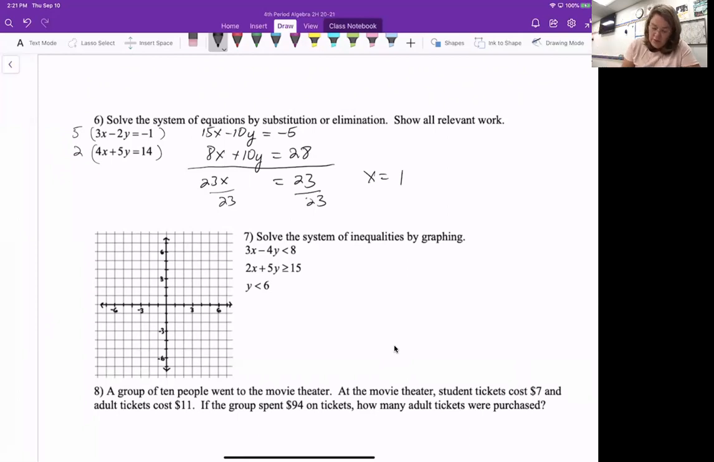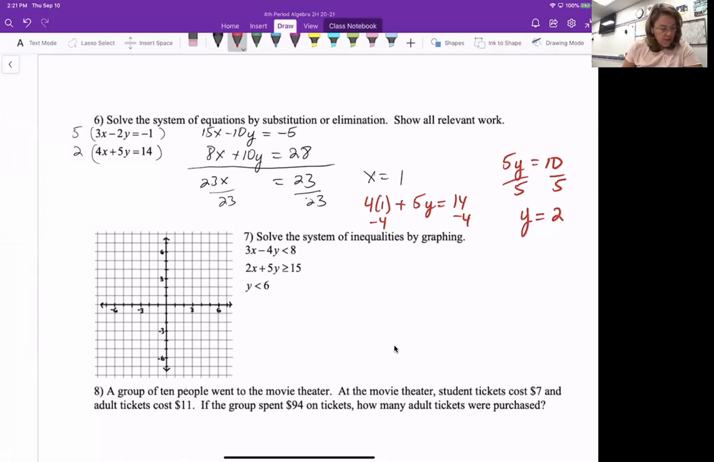What is y? I will take x equals 1 and plug it into either one of those. It doesn't matter which one. So let's use the second one. 4 times 1 plus 5y equals 14. Then I will subtract 4 from both sides and I will get 5y equals 10. Then I will divide by 5 on both sides, and I will get y is equal to 2.